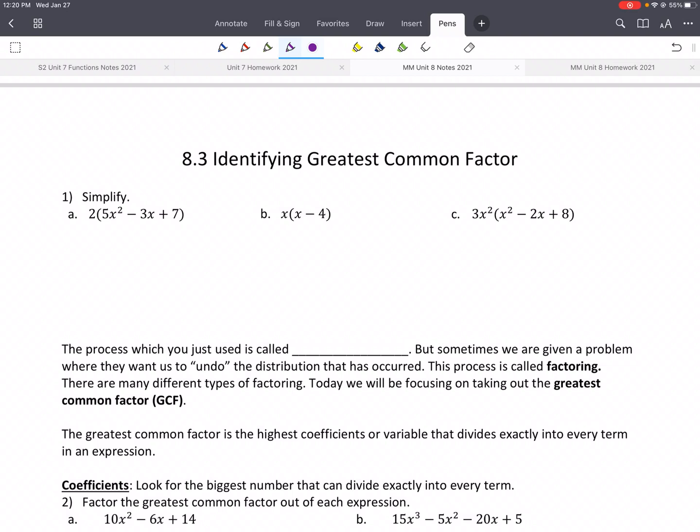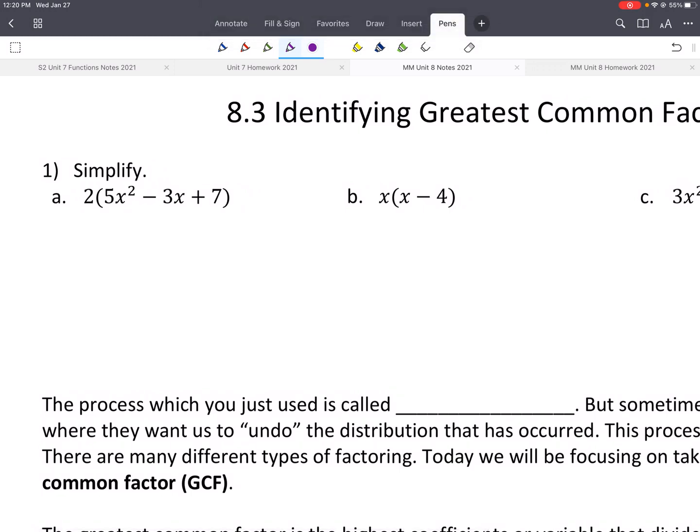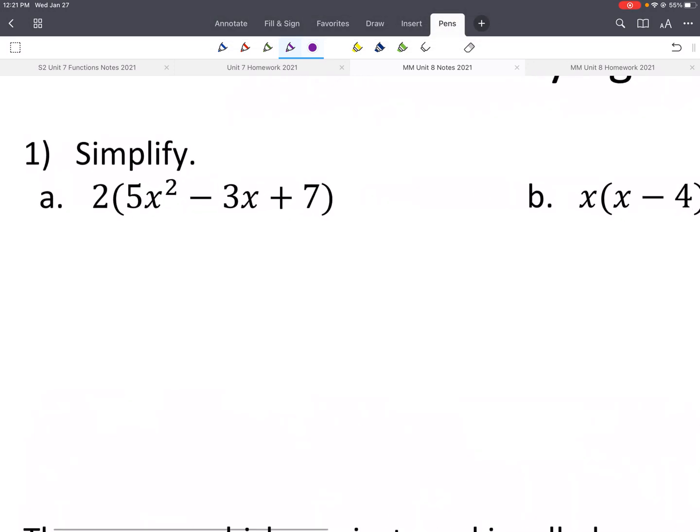Hey everybody, we're on 8.3, identifying the greatest common factor. All right, so again, we're going to start by reviewing. If you remember how to do this, it's just distributing. So if we distribute a 2, we'd do 2 times 5x squared gives us 10x squared. Here we'd get negative 6x, and here we'd get plus 14.